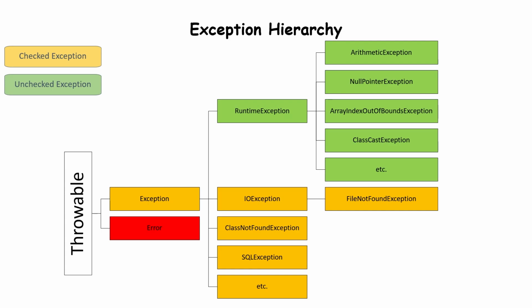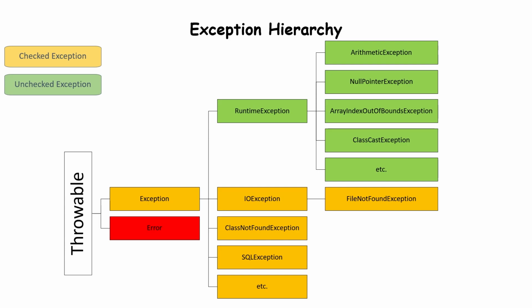Now the other ones are unchecked exceptions. So you see that under exception, the first child is the runtime exception. Just a few minutes ago you saw that runtime exception is a class in itself, and then further there are child classes of this runtime exception, which are arithmetic exception, which occurred just now. Then it can be a null pointer exception.